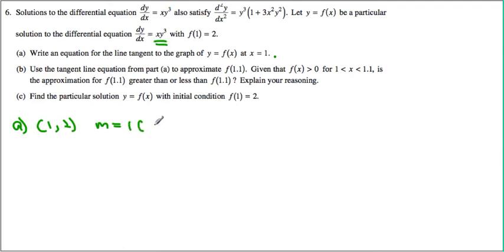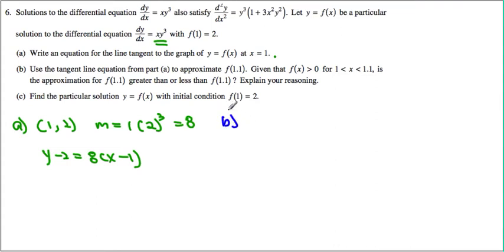So 1 times 2 to the third power, which is equal to 8. Then I think we're almost done, which is y minus 2, which will be equal to 8 times x minus 1. Alright, so that was part A. Rather simple. Let's go for part B.